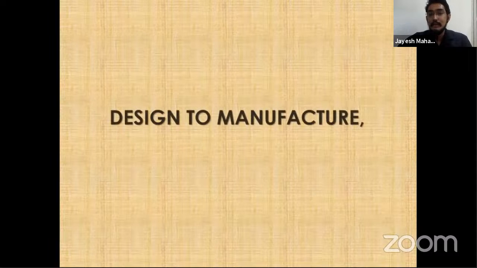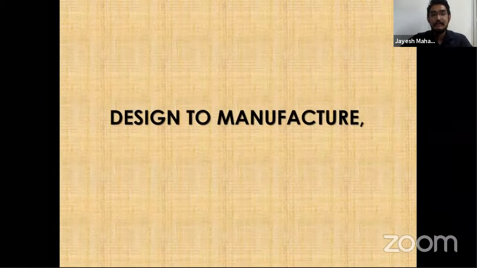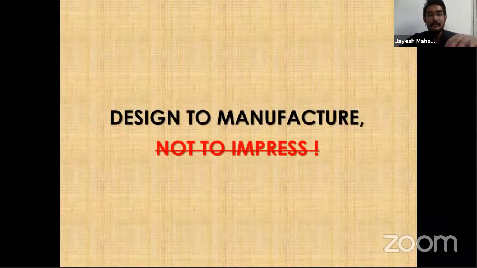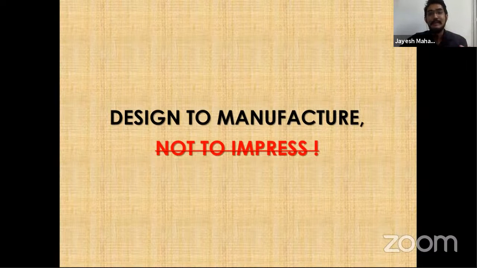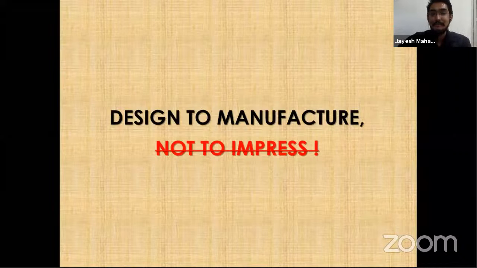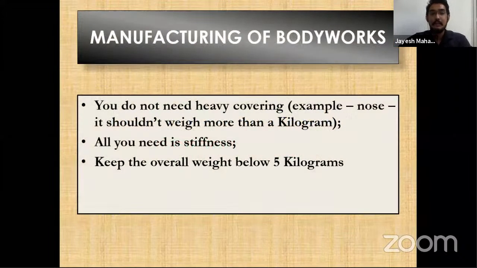One piece of advice that I would like to give you is: design to manufacture and not to impress, because I have seen this many times. Once we get a laptop and CAD software, we can do anything that comes to our mind, but it is not quite feasible. Whatever you design, you should be able to implement on your car, so it should be feasible for manufacturing. Because if what you design is not coming on your car, it is of no use. So let's come to the manufacturing of bodyworks.